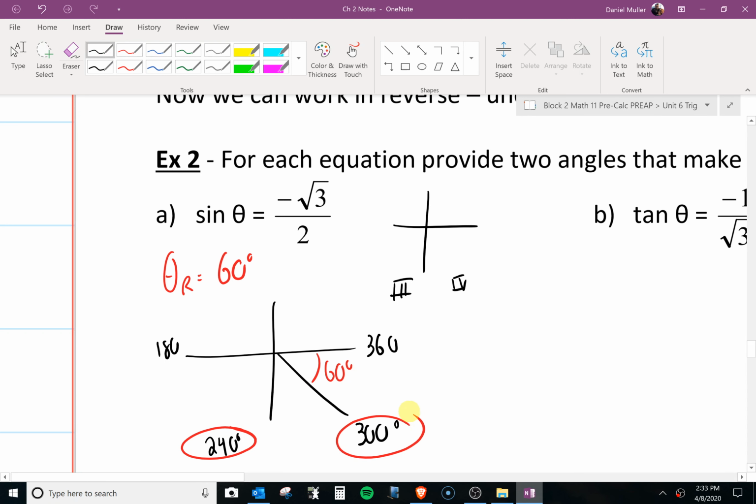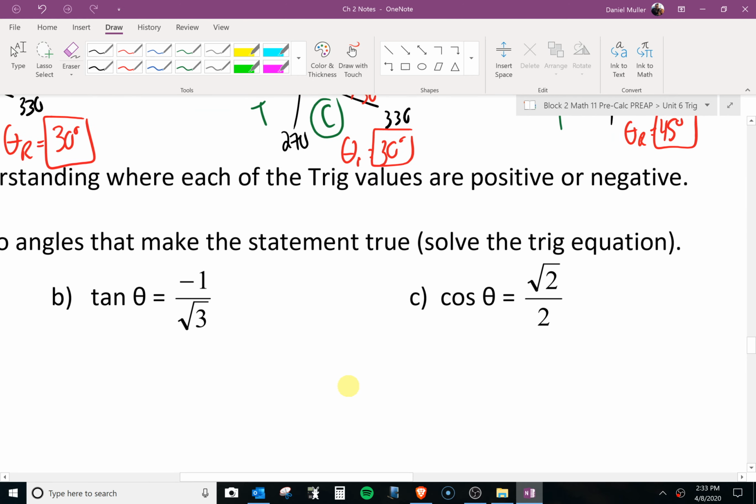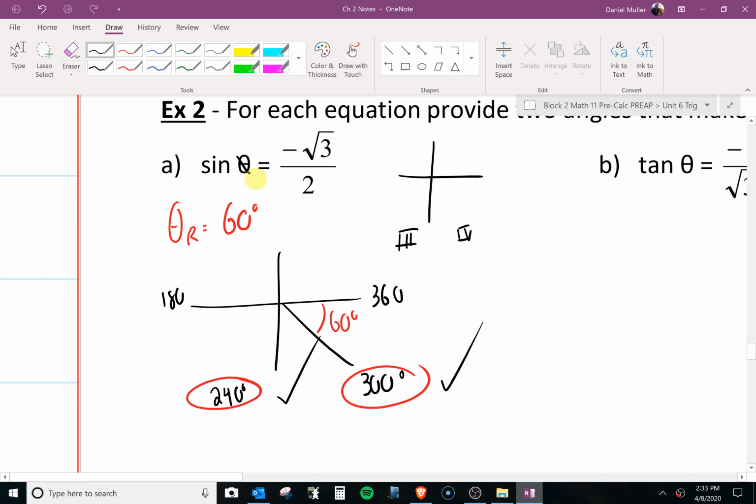When it asks, it says, for each equation, provide 2 angles. Okay, I've done that. 2 angles that make the statement true, in which case it's called solving. We're solving this. Sometimes this is x, find x. So we have found theta. Theta is 240 degrees, or theta is 300.